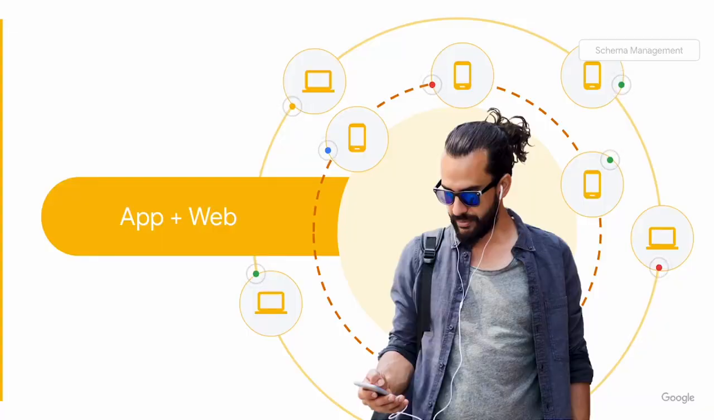GA4 was specifically designed with that in mind, because the app and web data streams that you create are the building blocks, and it's made possible because they share the same schema. That applies to your events, your parameters, as well as your user properties, all with the same types of aggregation, and it's all shown in unified reports within the product. But you can then slice that information and compare the two side by side if you need to.